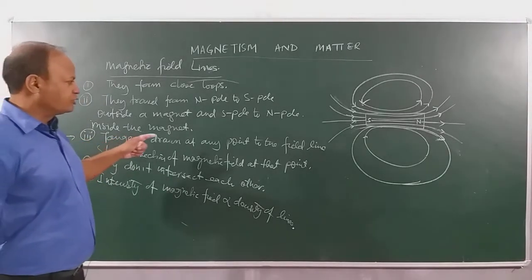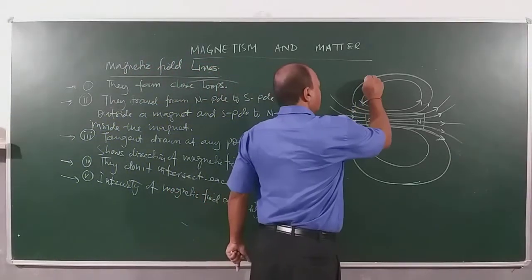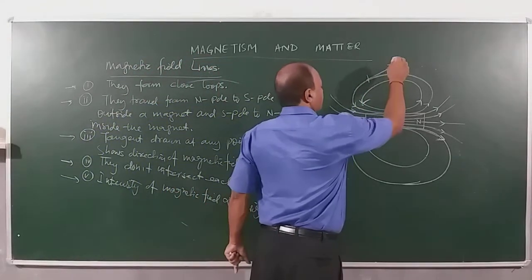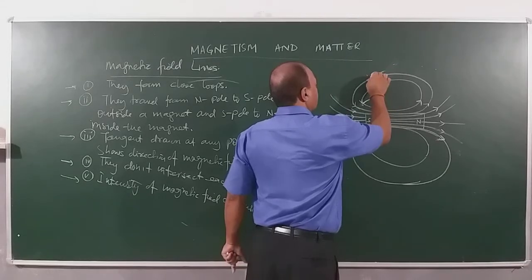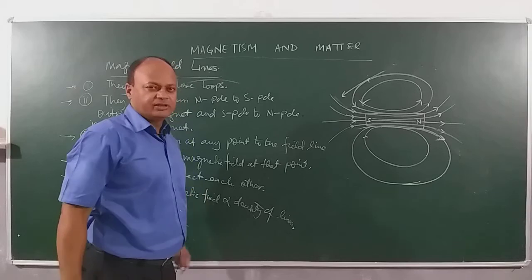A tangent drawn at any point to the field gives the direction of the magnetic field. Suppose at this point I want to know the direction of the magnetic field, I just draw a tangent like this, north pole to south pole, which gives the direction of the magnetic field. Clear?